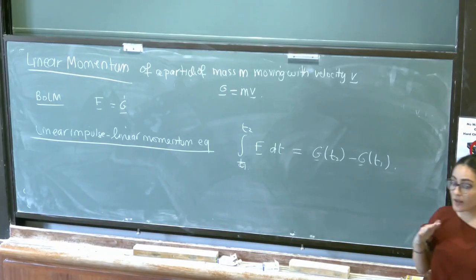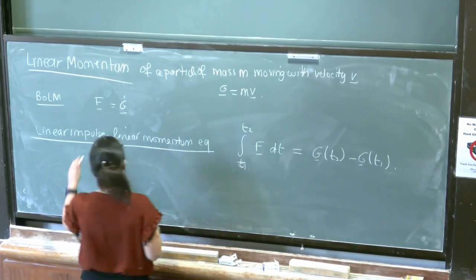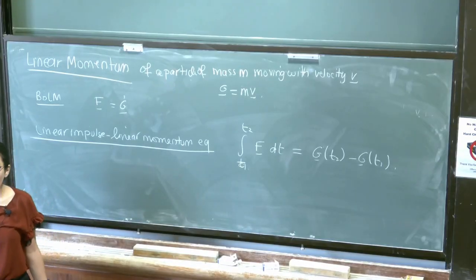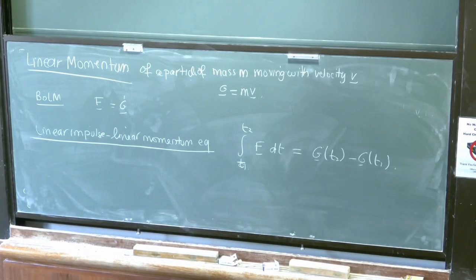Okay, so let us think together. This equation contains a time derivative, right? Can I always take the time derivative of a function? No, right? I can only take the time derivative of G, which is mv, when G is continuous and differentiable. So can you think of situations where G is not continuous and differentiable?